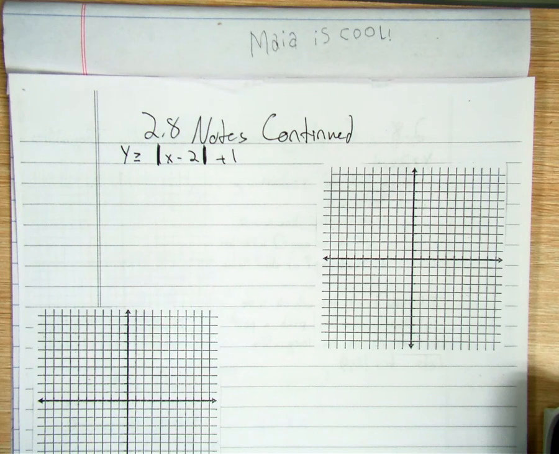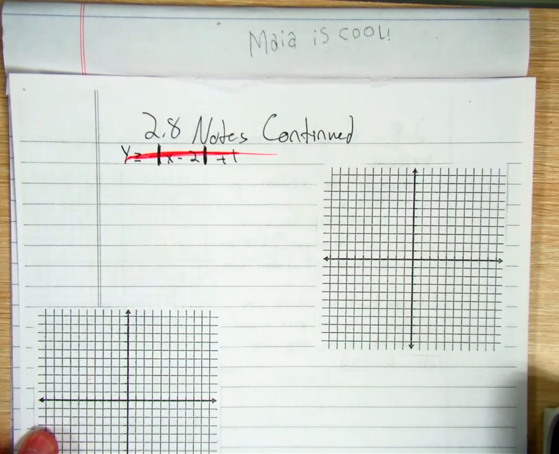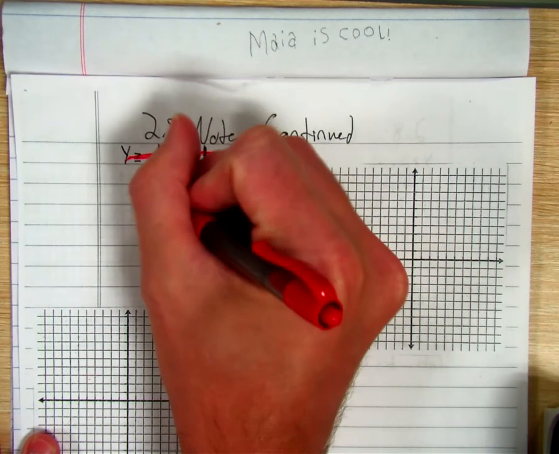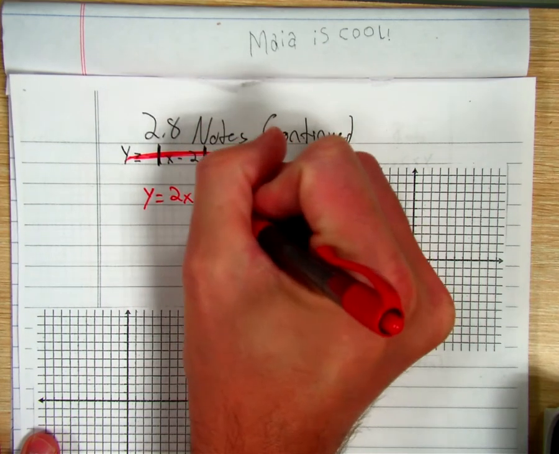So for Algebra 2, here we are with 2.8. We are just doing the linear stuff today. So we're going to take the back of that note sheet that says absolute value. We're going to cross that out. And we're just going to do some linear stuff. So we're going to start off with y equals 2x minus 5.